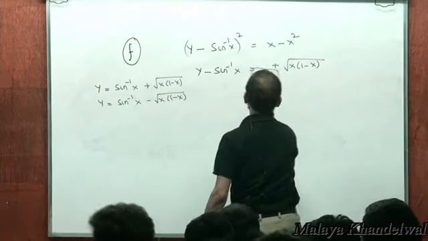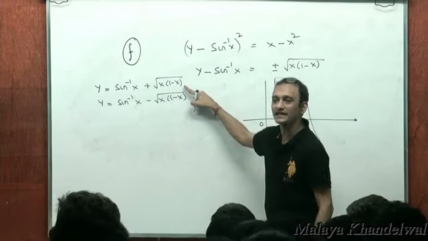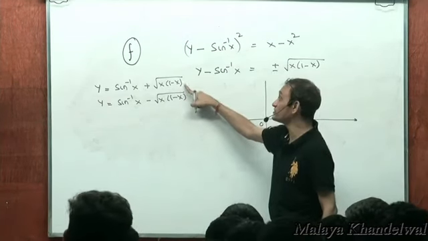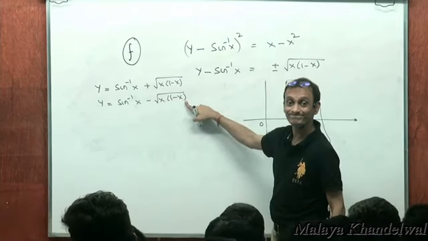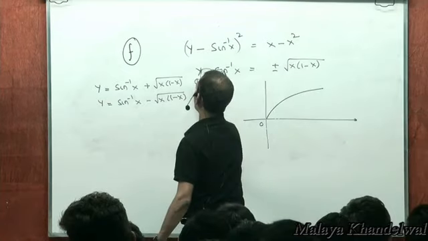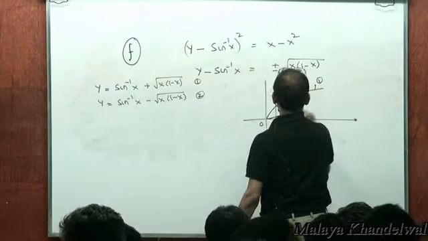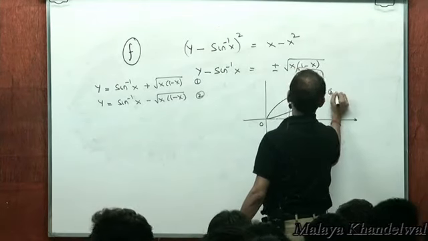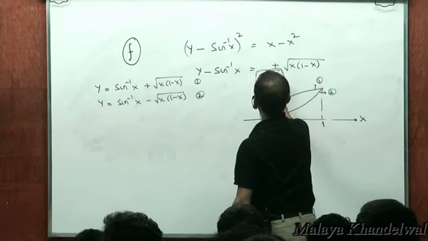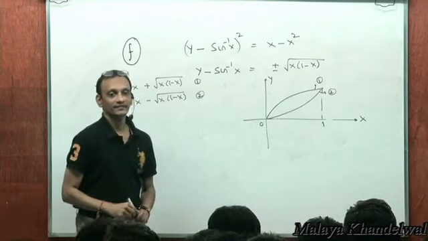Now, they intersect at 0 and 1, isn't it? You can see that these curves intersect at x equal to 0 and at x equal to 1. And this curve is above this curve, right? Therefore, let me call this curve 1, let me call this curve 2. Curve 1 is something like this, and curve 2 is something like this, between 0 and 1.